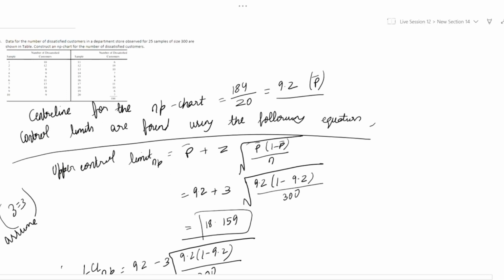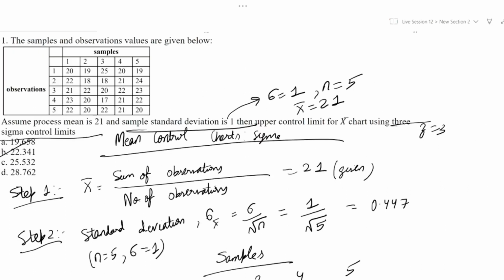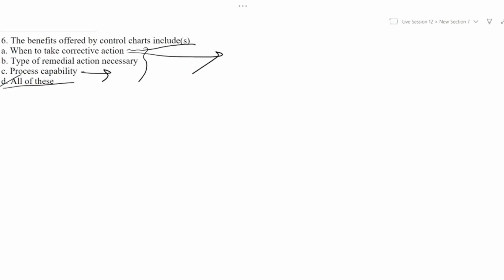So as I said earlier, these are the benefits offered by the control chart: when to take corrective action, the type of remedial action necessary, and the process capability. These are all things we come to know from control charts.